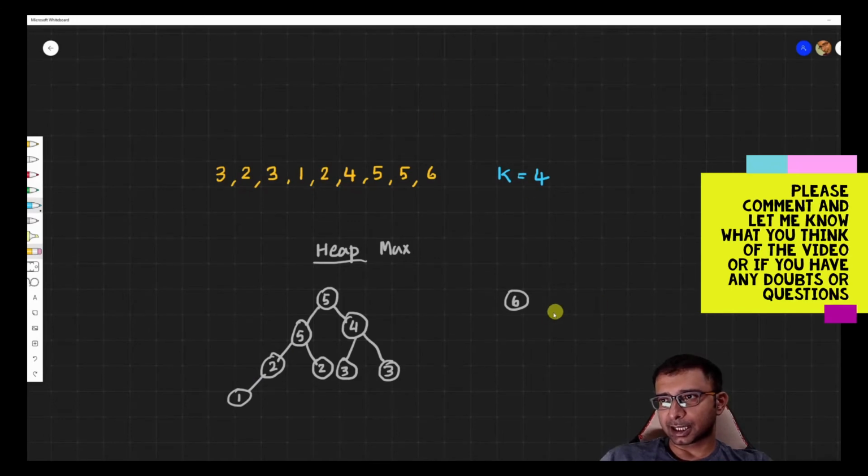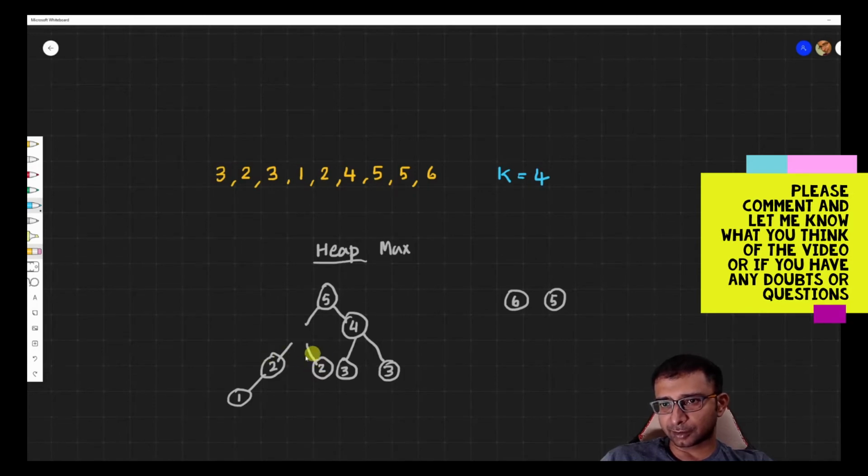So 6 is the highest element, we know. Then we pop out again. So next time when we pop, we get the 5. Again the 5 and 4 compete, and what happens is this 5 is promoted as the root of the heap because 5 is greater than 4. So there is a vacancy over here. These two fight over here.